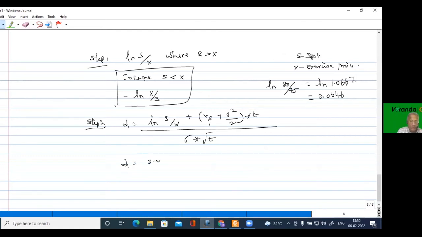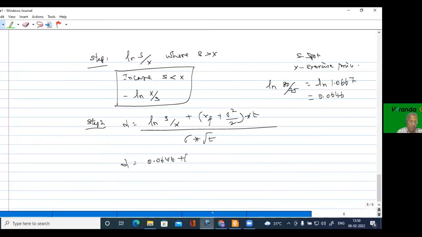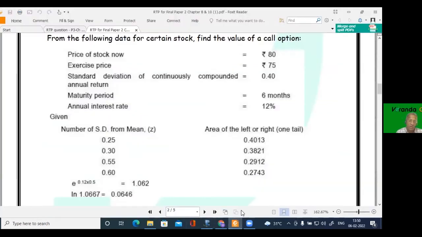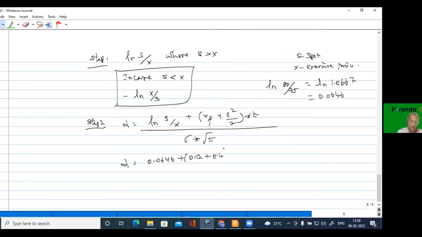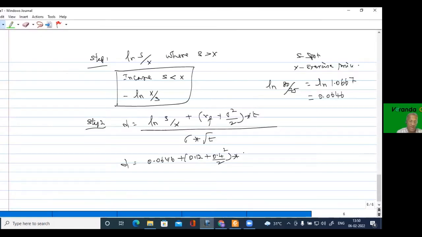So 0.0646 plus risk-free rate. Risk-free rate is 12%. So 0.12 plus standard deviation squared divided by 2, so this 0.4 squared divided by 2, into t. So t stands for the period, which is always to be expressed as a fraction of a year. So the whole divided by 0.4 multiplied by square root of 6 by 12.